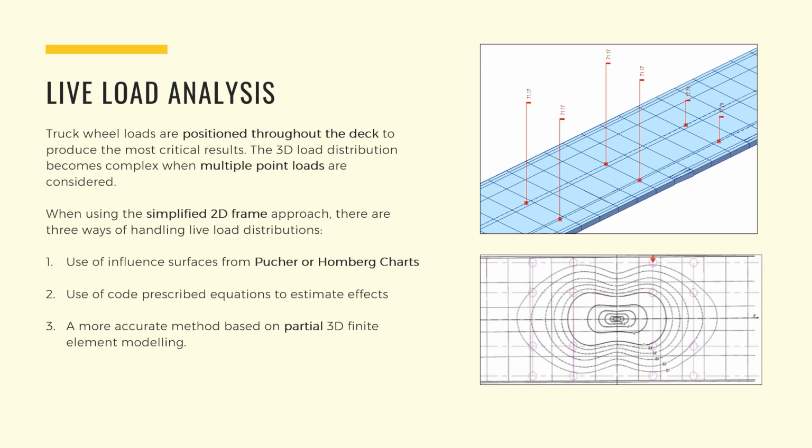For live load analysis, truck wheel loads usually present complex distribution problems. When using the simplified two-dimensional frame approach, there are three ways of handling live load distributions and ensuring the proper distribution of wheel loads. First is by using influence charts that are based on the elastic theory of plates. Or, next, using code-prescribed equations and procedures. Lastly, we can also use a partial 3D finite element model, where partial means that 3D modeling only considers a partial length needed in properly determining load distributions.